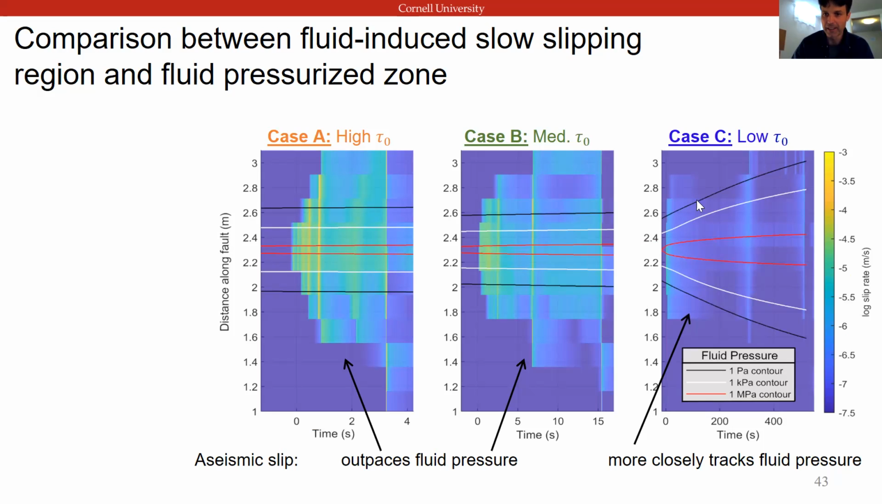And so we can see that in case C, where it took 500 seconds for the slip event, that was enough time for the fluid pressurized region to actually expand, and it's tracking the slow slipping region pretty well. Whereas in the cases where the dynamic rupture happens after just a few seconds, the fluid pressurized region is still quite small. The region where we've got megapascal fluid pressures is tiny, and it goes out from there.